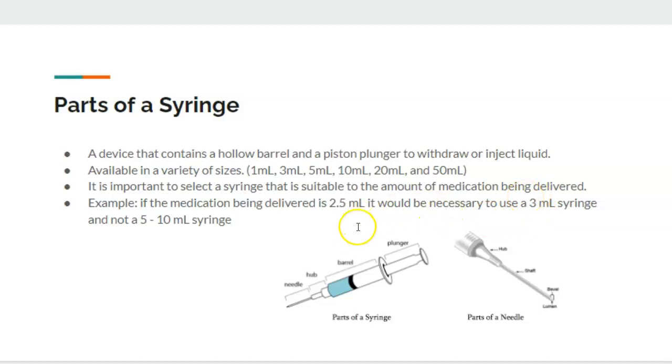So if I need 8 milliliters, I'm going to use a 10 mL, not a 20. If that makes sense, you want to make sure you select a syringe that is suitable for the medication that you're drawing up. Okay?